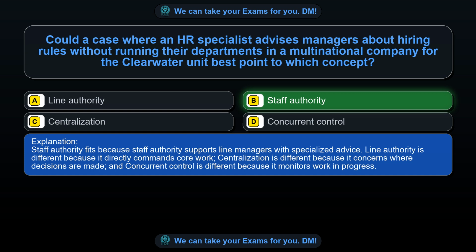Staff authority fits because staff authority supports line managers with specialized advice. Line authority is different because it directly commands core work, centralization is different because it concerns where decisions are made, and concurrent control is different because it monitors work in progress.